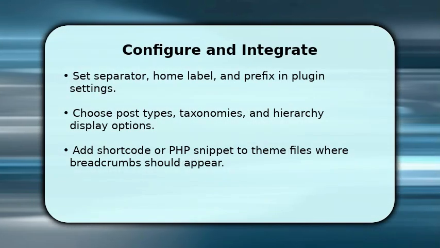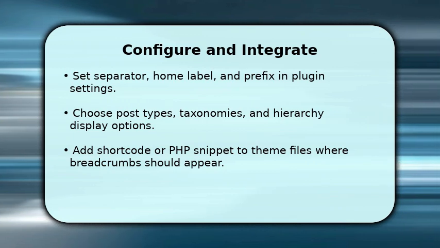You'll now configure how breadcrumbs look and where they behave. In Settings, set the separator, home label, and whether to show current page. Next, select post types and taxonomies to include so your category and archive structure maps correctly.